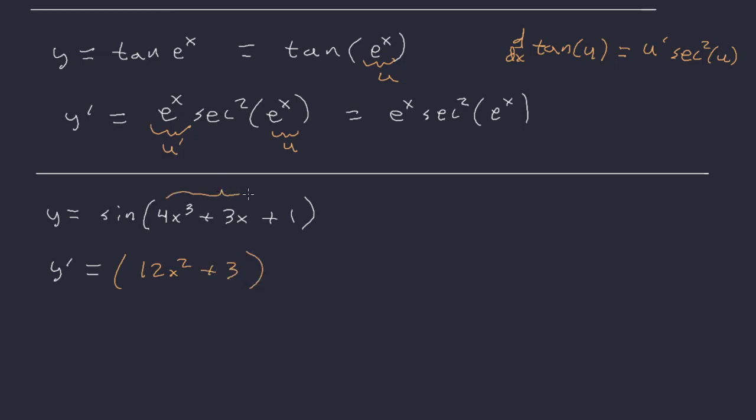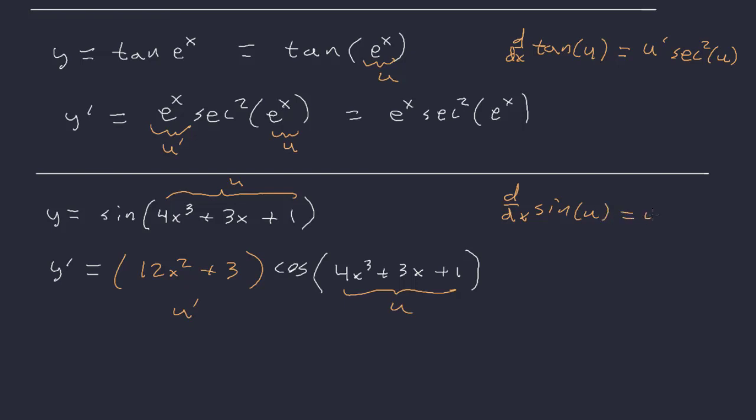All right, so if this here is our stuff, this is u prime, then it's going to be, well, the derivative of sine of stuff is going to be cosine of that stuff. Right, so it's basically cosine of the stuff left alone times the derivative of the stuff. In other words, up here, the derivative of sine of u is u prime cosine u. So that's what we have here. Here's our u prime, here's our cosine u.